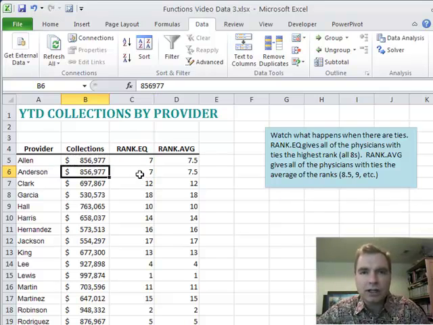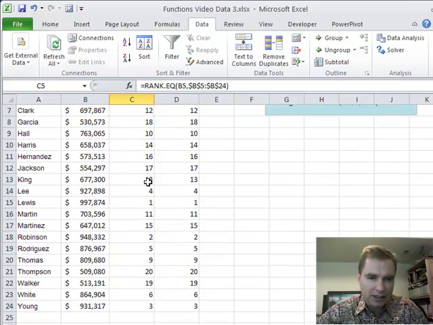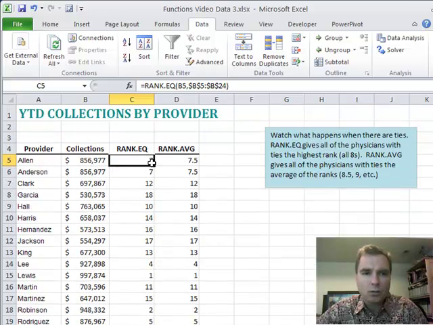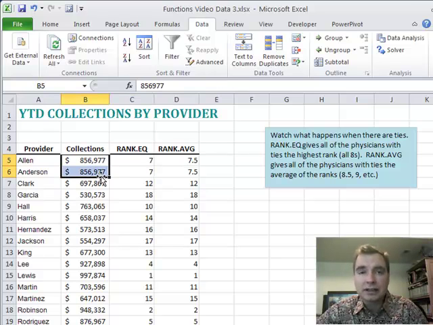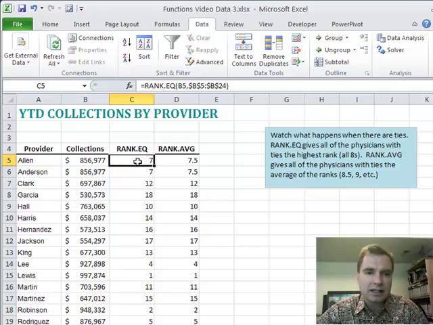So what RANK.EQ does is it takes the highest rank and assigns everybody with a tie that rank. So I'm going to have a 7 here, and then if you scroll down, I'm not going to have an 8, but I will have a 9, and I will have a 6. Does that make sense? When there's a tie, it takes the highest of the ranks that these would qualify for and assigns that value.